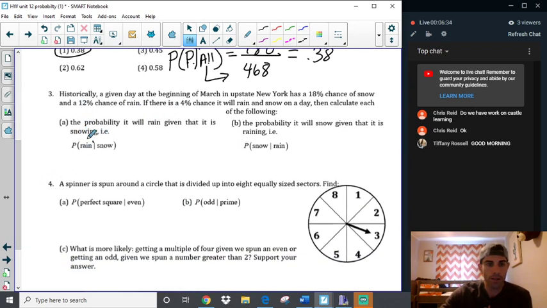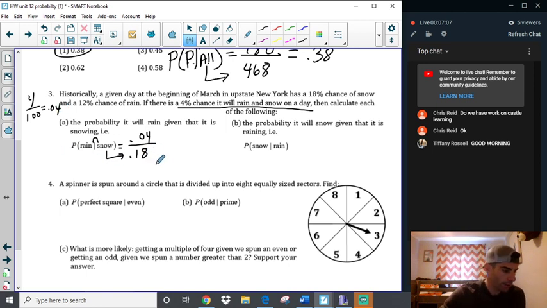So we read this, they want to know probability of rain given that it's going to be snowing. So figure out rain and snow, that's going to go on the top. And then just the probability of snow is going to go on the bottom. So if we read this, 18% chance of snow, 0.18. Okay, probability 4% chance it will rain and snow on that day. So that's going to be 0.04. And just remember, I'm just converting the percent into a decimal by dividing it by 100. That's where I get the 0.04 from. That's where I get the 0.18 from. And then right there, you're going to get 0.22.